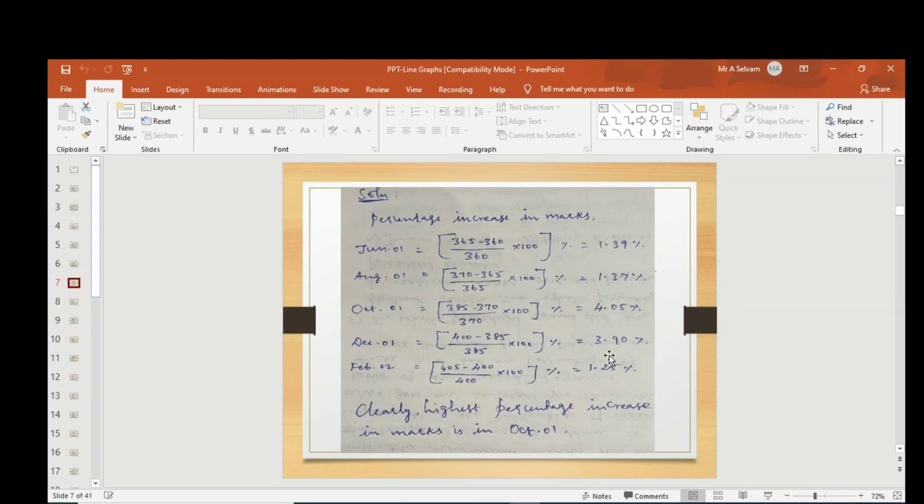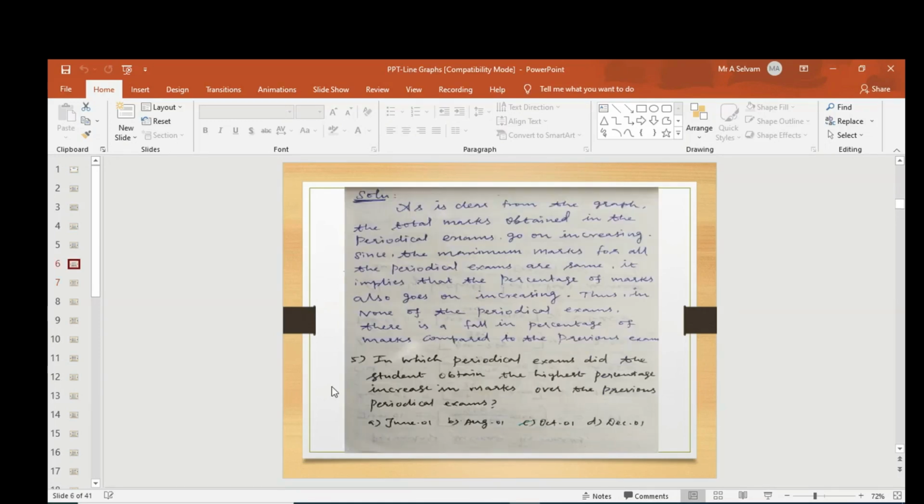Now look at the percentage bar. For June, how much are we getting? 1.39 percentage. For the August periodical exam, 1.37. For October, 4.05. For December, 3.90. For February 2002, 1.25. Okay, so in the question, what they are asking is the highest percentage.